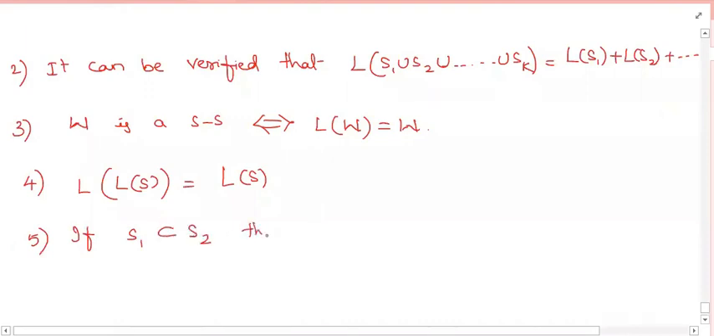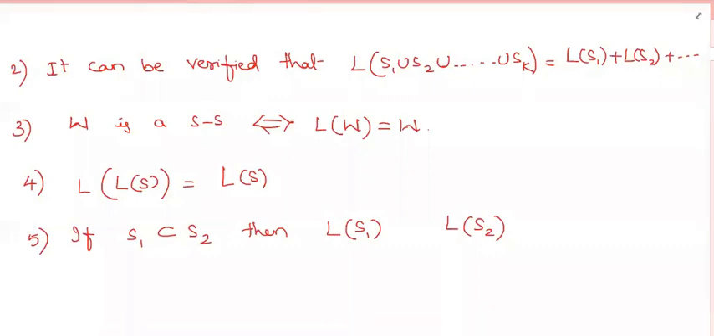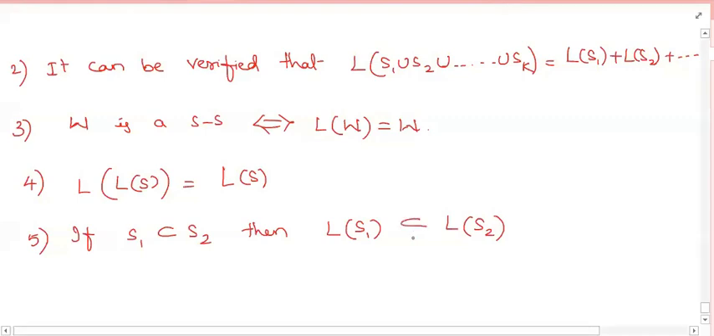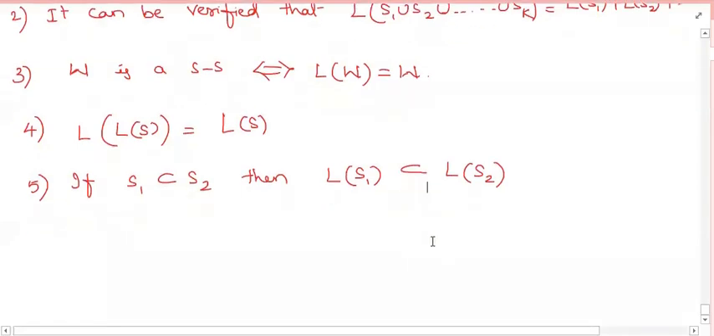And fifth one: if S1 is a subset of S2, then what can you say about which one contains which one here? Is L of S1 a subset of L of S2, or L of S2 a subset of L of S1? We will see L of S1 is a subset of L of S2. This is important. This kind of properties may be given in the options in the questions. Theoretical problems also can be asked.